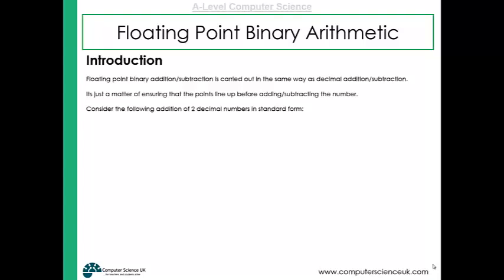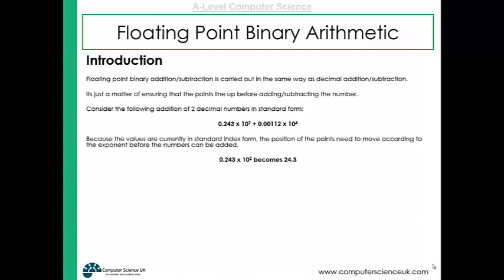So consider the following addition of two decimal numbers in standard form. If we wanted to add these two together, the first thing that we'd want to do is move the decimal points so that we have two numbers that can line up perfectly that we can then add. So 0.243 times 10 to the 2 means move the decimal point 2 places to the right, so that becomes 24.3. And 0.00112 times 10 to the 4 means move the decimal point 4 places to the right, so that becomes 11.2. Now we can add them.